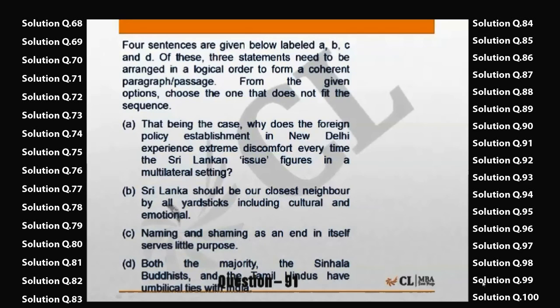The next in the sequence is option A, which says that this being the case, it is not understood why the foreign policy establishment in India experiences extreme discomfort every time that the Sri Lankan issue figures in a multilateral setting. So this is why option C does not fit with the other sentences. Option A is the contradiction after B and D, and this is why C does not fit the particular context. It is not part of the sequence, which is B, D and A, and that is why the answer to question number 91 is option C. I hope you've understood this question.